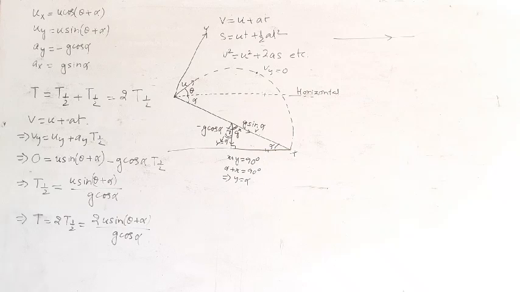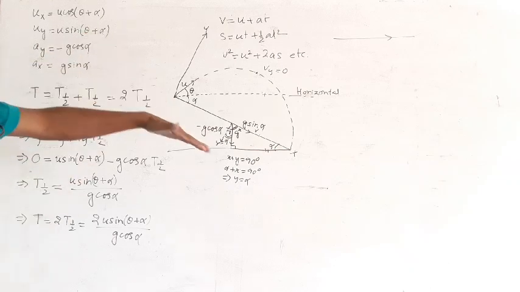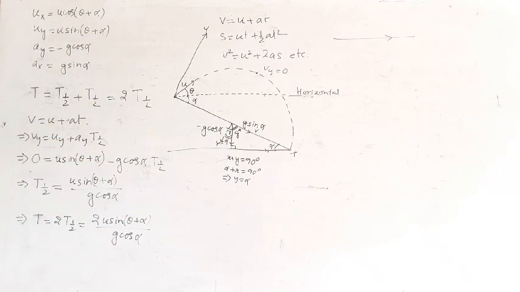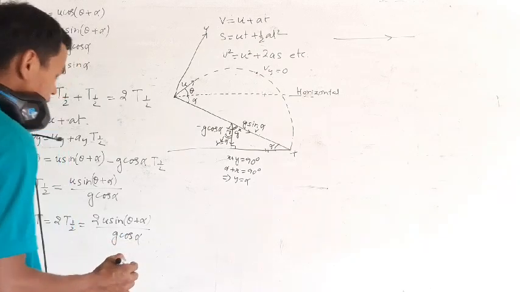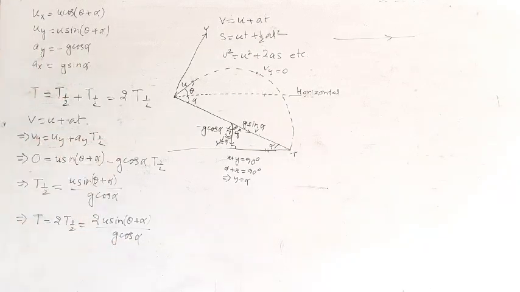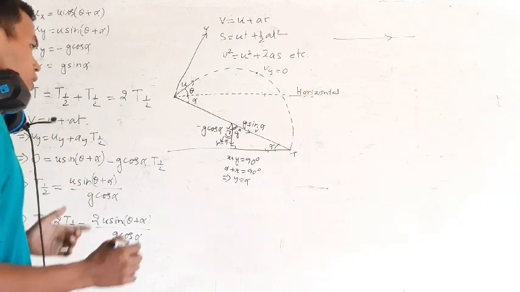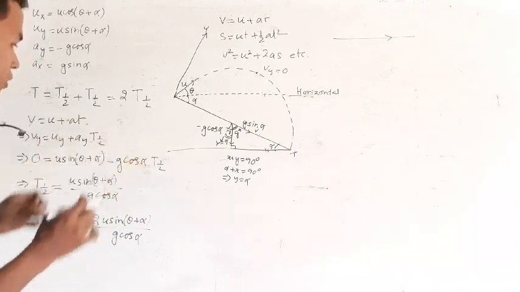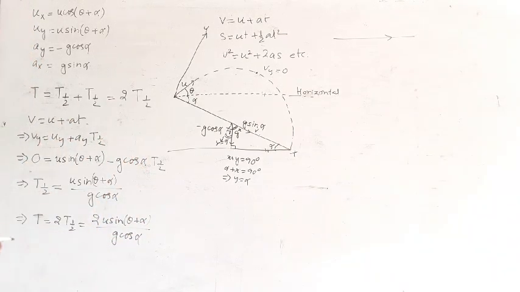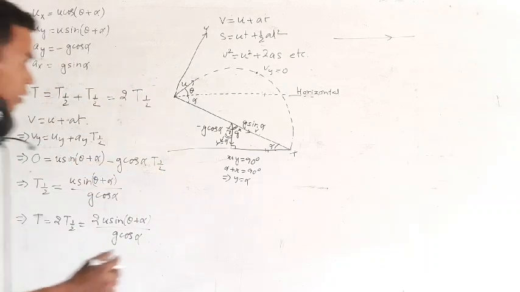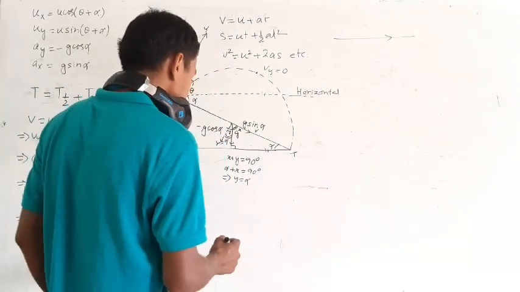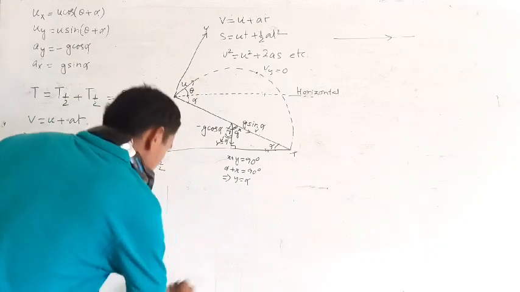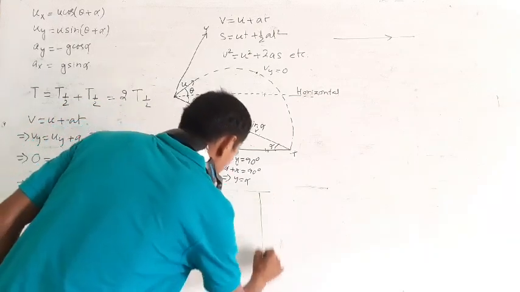This is the expression for the time of flight for the projectile on an inclined plane. So let's find out the range. To find the range, we need to use a trigonometrical formula. Let me write the trigonometrical formula down first.